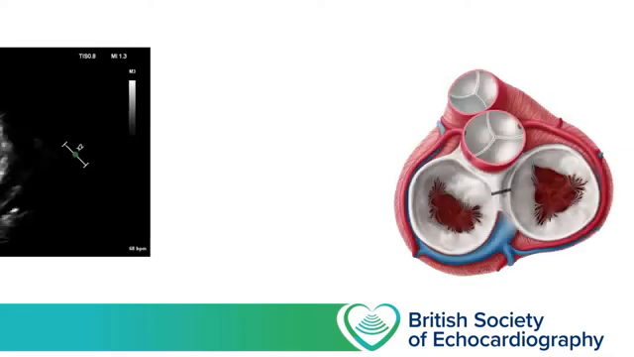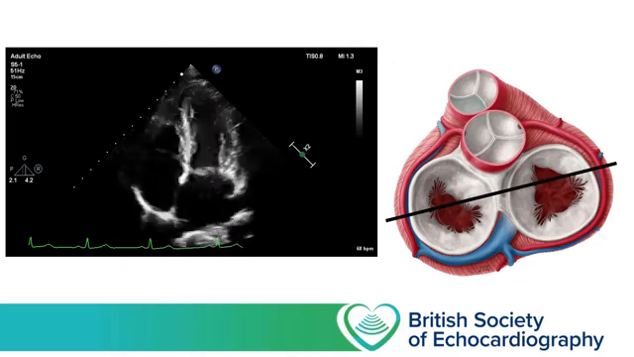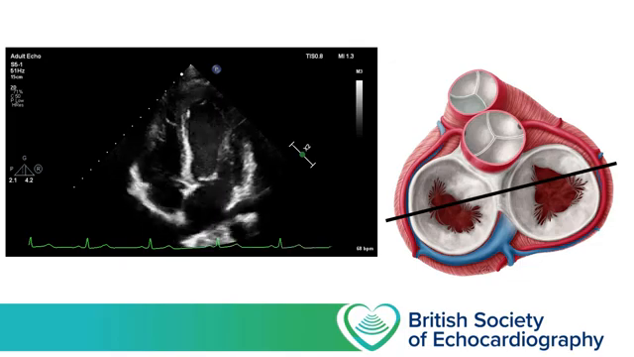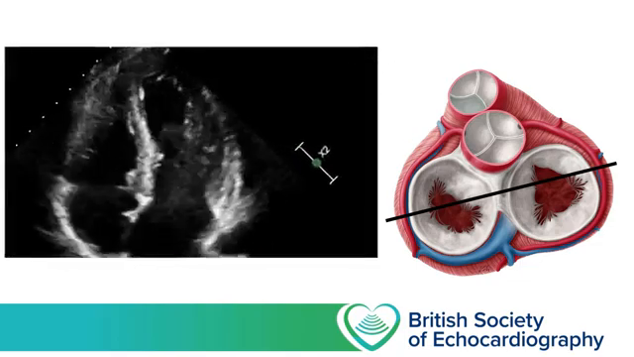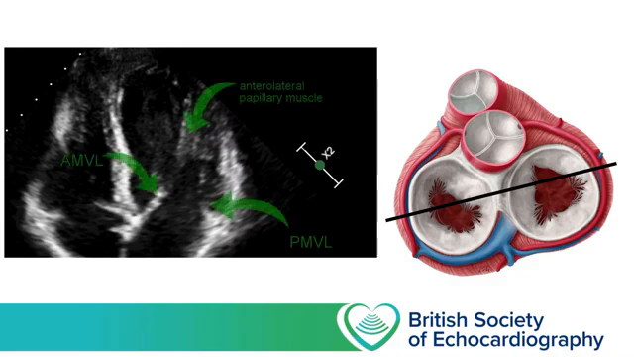Our next view of the mitral valve is in the apical four-chamber view, and here we have an oblique cut through the valve leaflets, with the anterior mitral valve leaflet being closest to the intraventricular septum, and the posterior leaflet is lateral, on the right-hand side of the image.